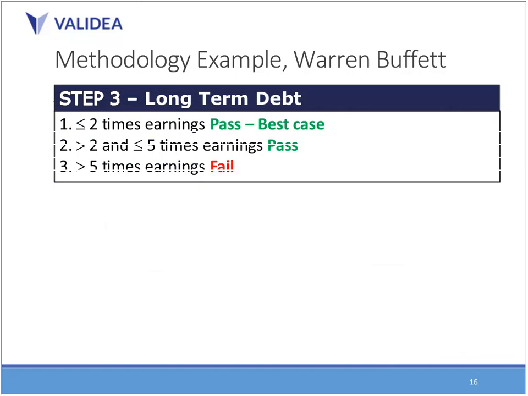Long-term debt. He is also unusual in that rather than using debt to equity, he wanted to see that the long-term debt could be paid off by the earnings of the company. So if the debt of the company could be paid off with less than 5 years worth of earnings, that would be an acceptable criterion. Less than 5 years worth of earnings, he would fail the company and not be interested. And if the debt could be paid off with less than 2 years worth of earnings from the company, that would be the best case and would be very exciting.